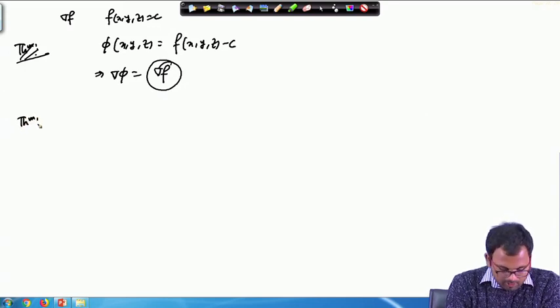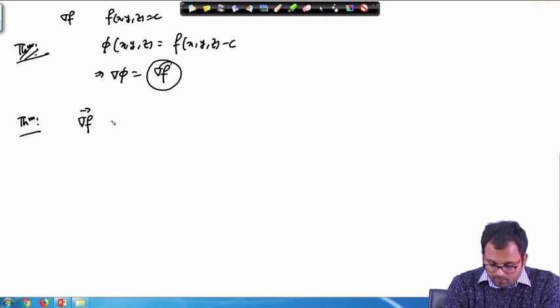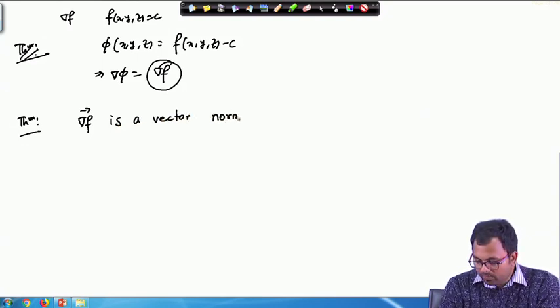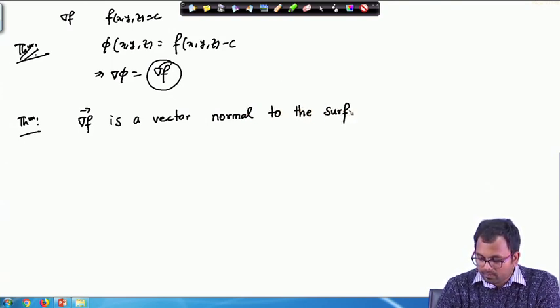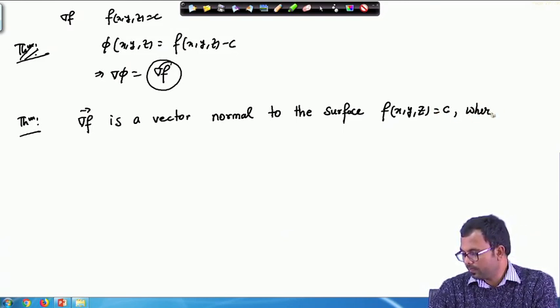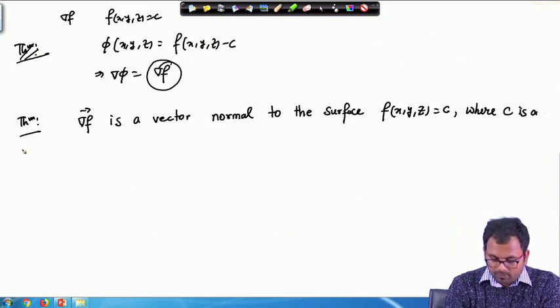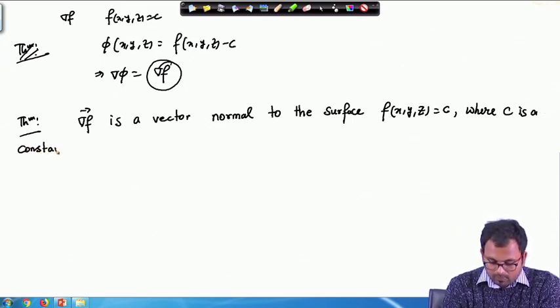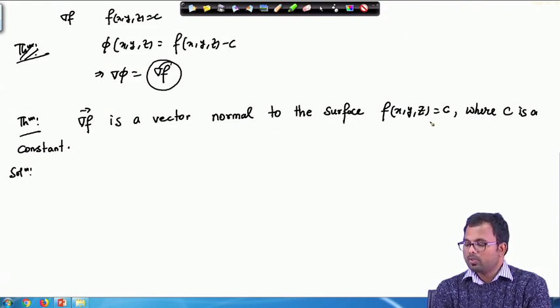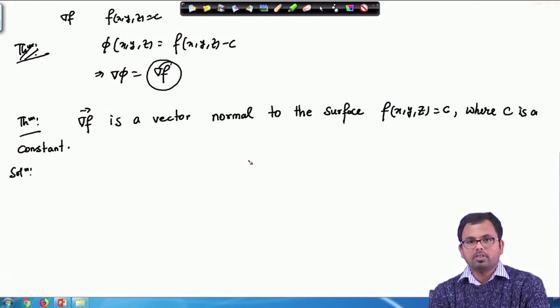So, let me state that theorem. The gradient of f is a vector normal to the surface f(x,y,z) equals c, where c is a constant. All right. Now, the proof.